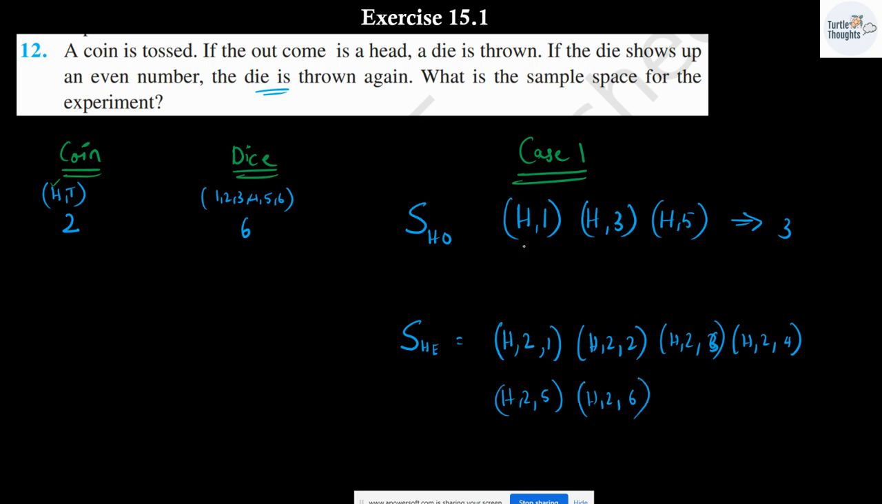What it means is, this is the second case. The first case is this one. So let me mark over here.